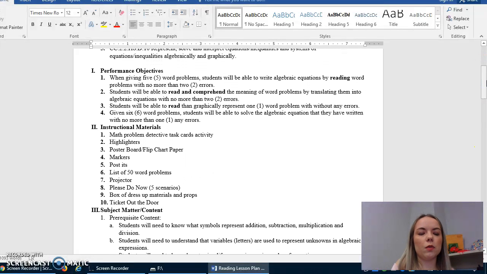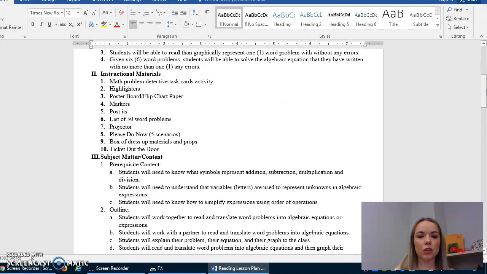My performance objectives were: when given 5 word problems, students will be able to write algebraic equations by reading word problems with no more than 2 errors. Students will be able to read and comprehend the meaning of word problems by translating them into algebraic equations with no more than 2 errors. Students will be able to read, then graphically represent one word problem without any errors. Given 6 word problems, students will be able to solve the algebraic equation that they have written with no more than 1 error.